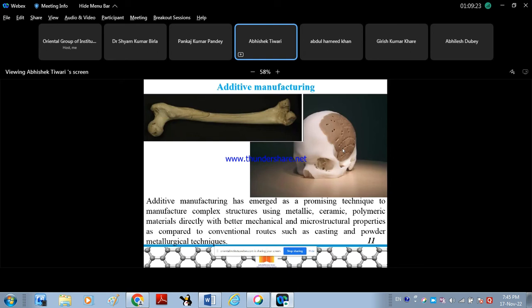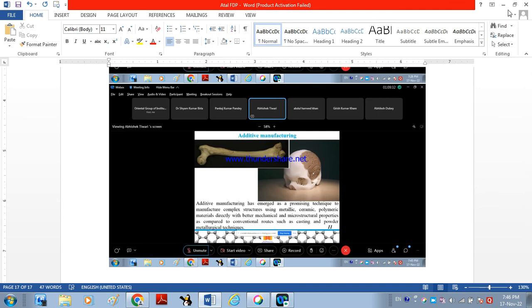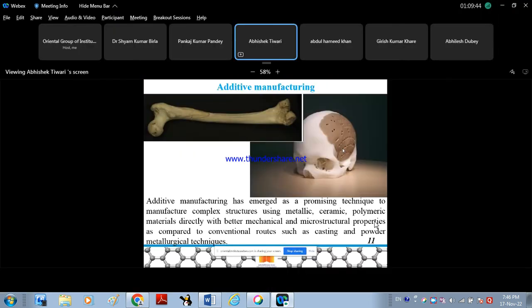And as I said, we can make functionally graded materials also, where the composition of material is changing from one side to another side. In fact, one example of naturally made functionally graded material is bone itself, because bone has a different density on different sides. Inside it has a different density, and outside it has a different density. So such material can only be produced using additive manufacturing as compared to conventional routes such as casting and powder metallurgical techniques.